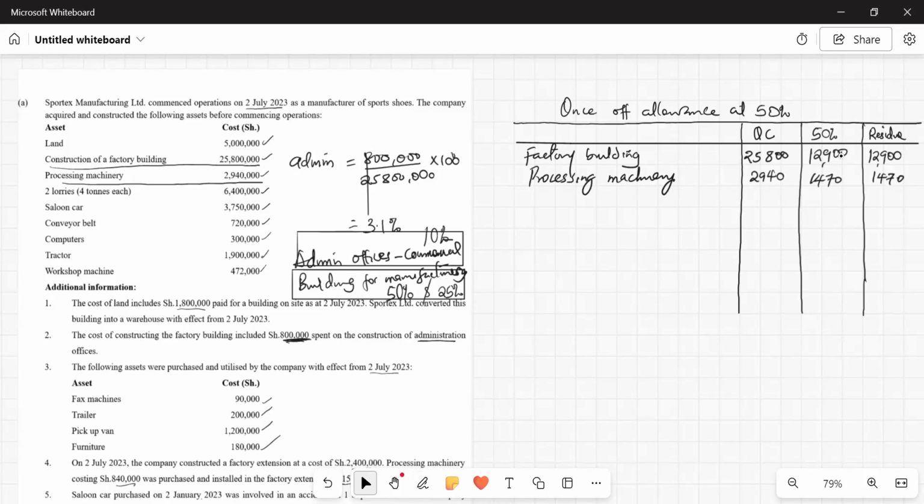Lorries here don't qualify for one-off allowance. The saloon car does not qualify either. But the conveyor belt qualifies for that allowance because we assume it is used in the processing machinery, so it is part of the machinery for manufacturing. The conveyor belt there is 720, divided by 2 is 360. Here is 360 remaining.